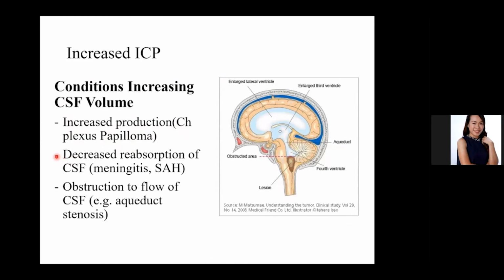Another cause would be decreased reabsorption of cerebrospinal fluid, such as when you have meningitis or subarachnoid hemorrhage, or an obstruction in the CSF flow. For example, if there is a stenosis in the cerebral aqueduct. So we have here, class, an enlarged lateral ventricle as well as an enlarged third ventricle because of an obstruction. So the obstruction may be in the form of a lesion as well. So the flow is obstructed, therefore it will accumulate. So this will increase the CSF volume inside the brain and therefore increases intracranial pressure.